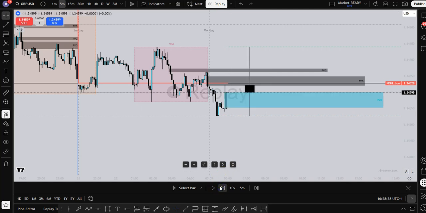I'm going to make a whole series and playlist about the tools I use, which are the market structure and the candlestick pattern and the FVG inversion and order block and breakers.